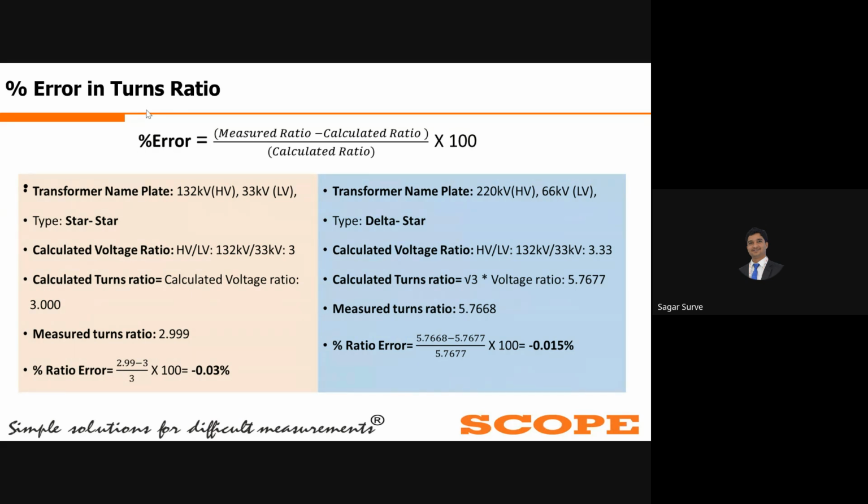Similarly, there is another example for a delta-star type transformer, where the measured ratio is 5.7668, and the percentage error comes to 0.015%. Whenever we are using modern-day transformer turns ratio measurement instruments, all these calculations are done by the instrument itself, and it gives you the final result.